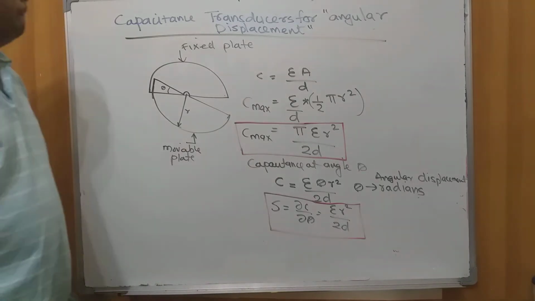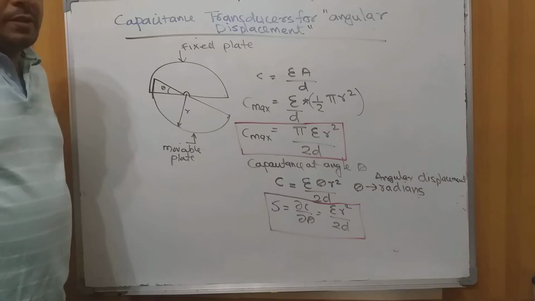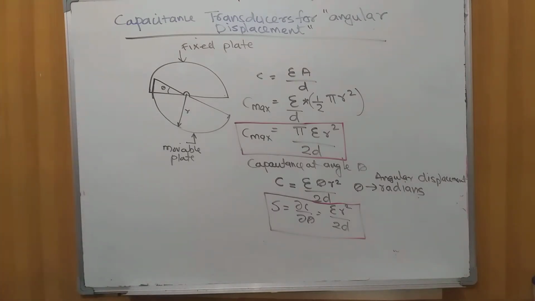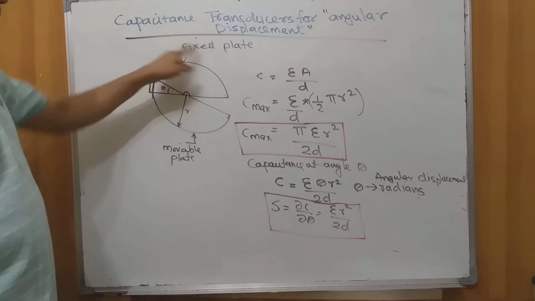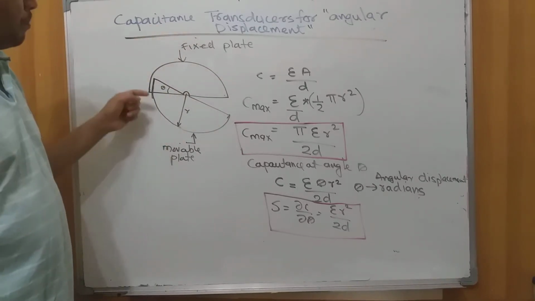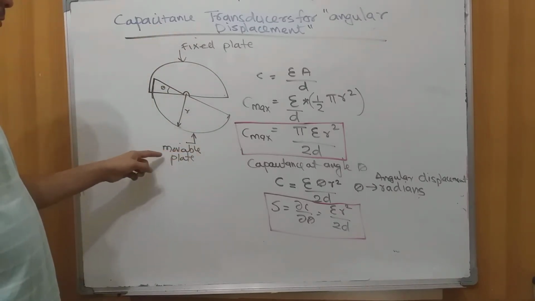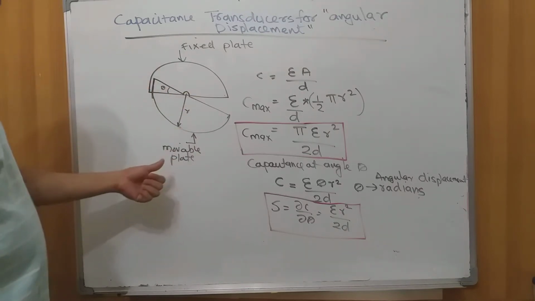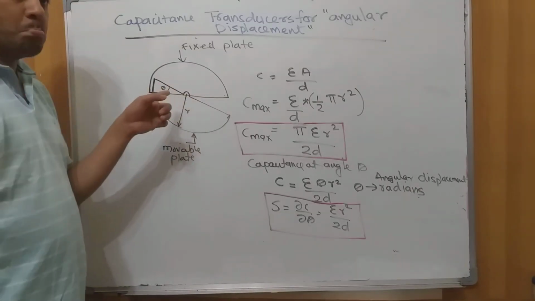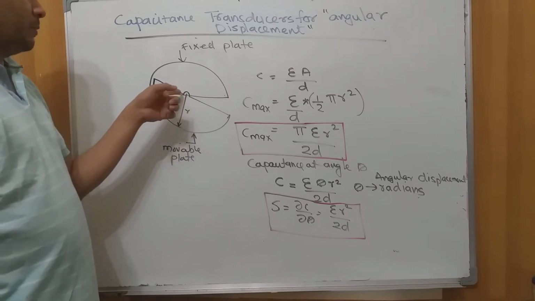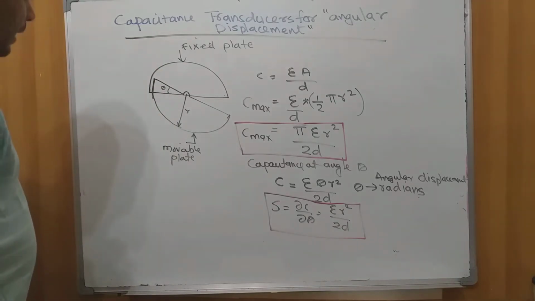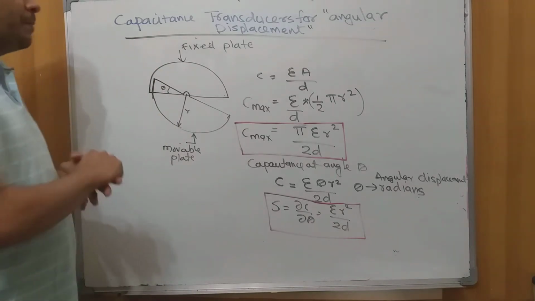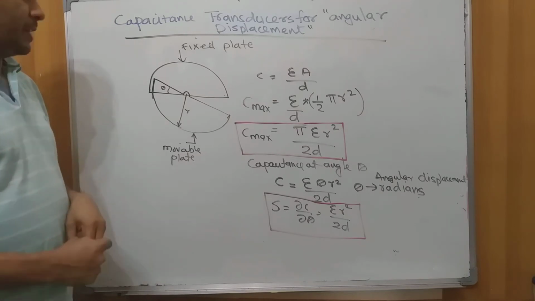Now we'll also look at the capacitance transducer that can be used for measurement of angular displacement. In this example, we have a fixed plate, which is a half circle, and we have another half circle movable plate pivoted on a common axis, the center of the fixed plate. So these two plates are aligned in such a way that they are concentric, with a common center in between.